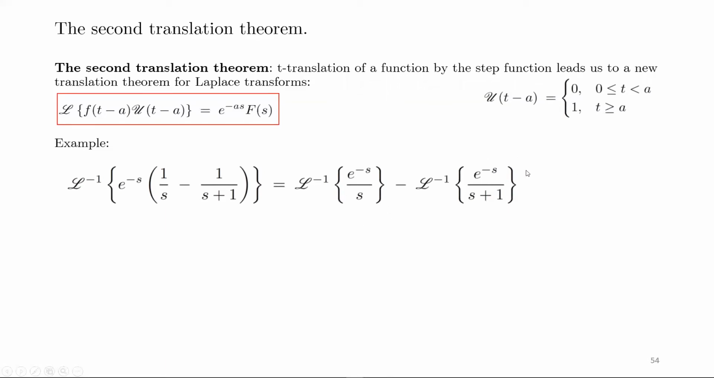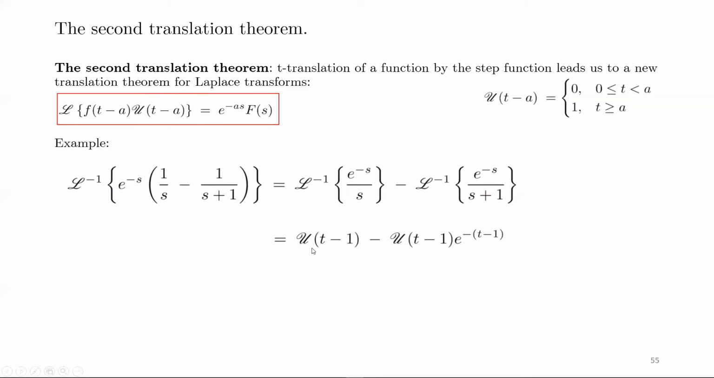The slightly more challenging one is this second term here. Again, if I ignore the exponential, 1 over s plus 1, the inverse Laplace transform of that is the exponential of minus t. So f of t is exponential of minus t. F of t minus a, here a is 1, so f of t minus 1, we're going to have exponential of negative t minus 1 multiplied by this unit step function.